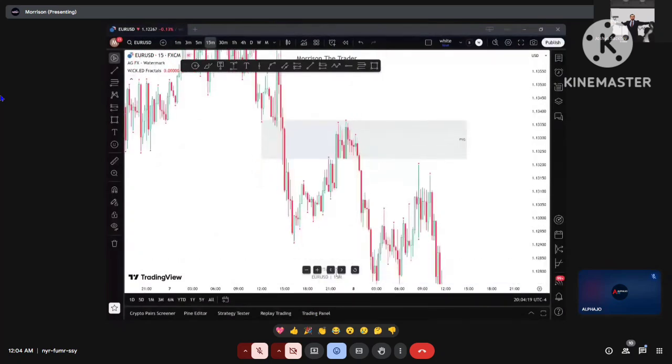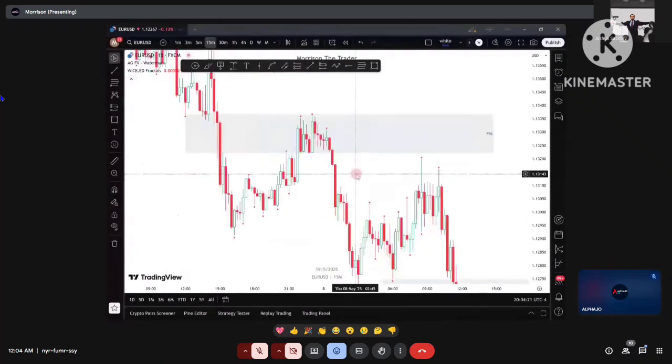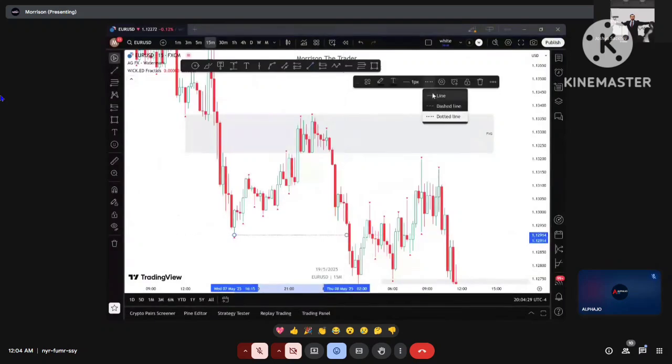All right. So this is our external range liquidity. This is the low that created the retracement. We're in a downtrend, right? This is the low that created the retracement, so that's our target, right? Good.